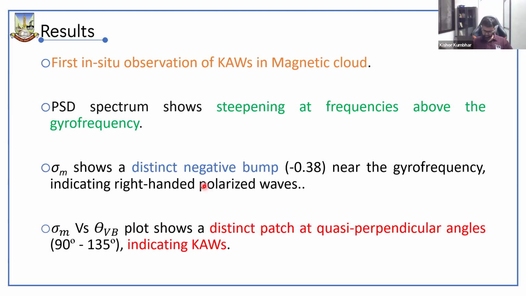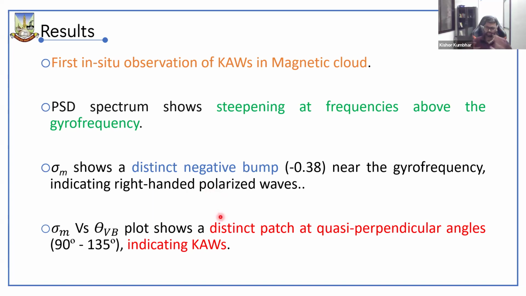To summarize our results from the PSD spectrum, we observe a steepening in the region above the gyrofrequency, which suggests that there is a dissipation of the wave. Moreover, the helicity spectrum shows a distinct negative bound around minus 0.38 near the gyrofrequency, which indicates that the observed wave is a right-handed polarized wave. Furthermore, our theta VB test confirms that our observed wave is a quasi-perpendicular KAW.